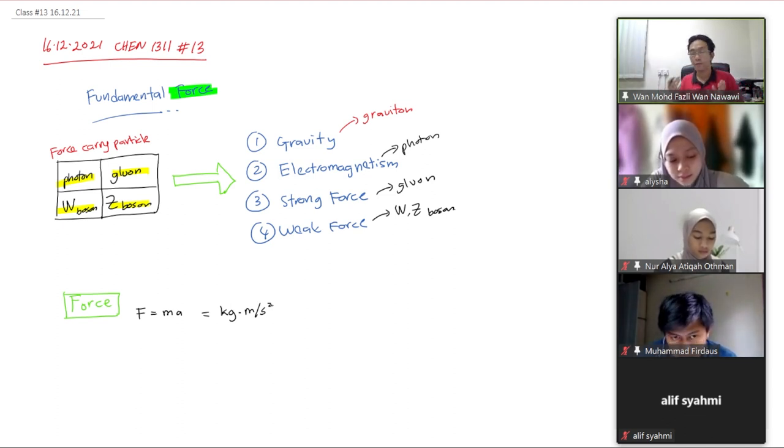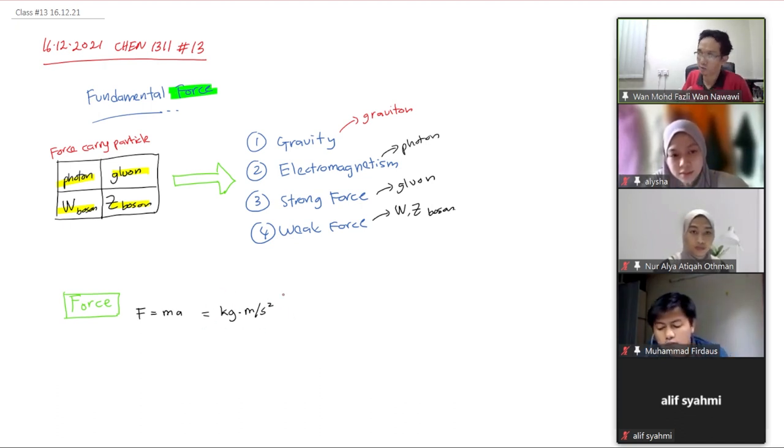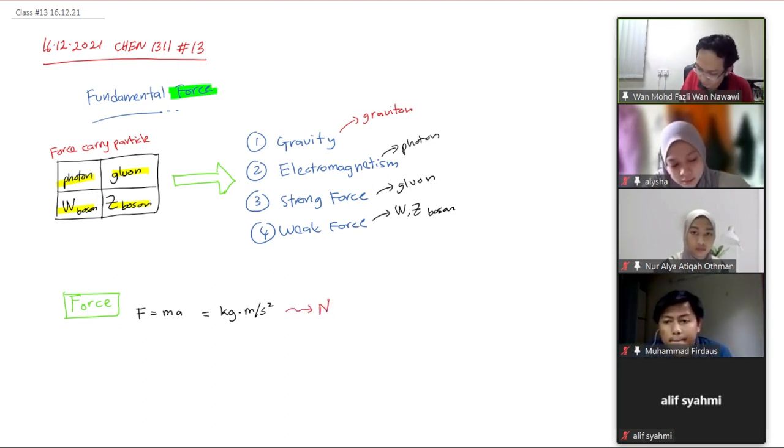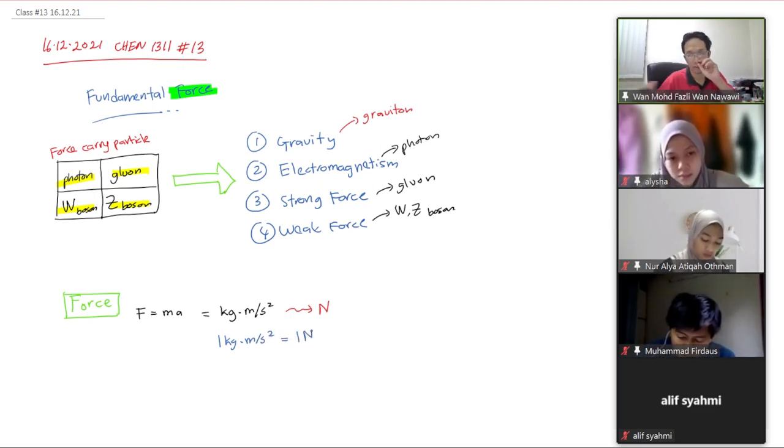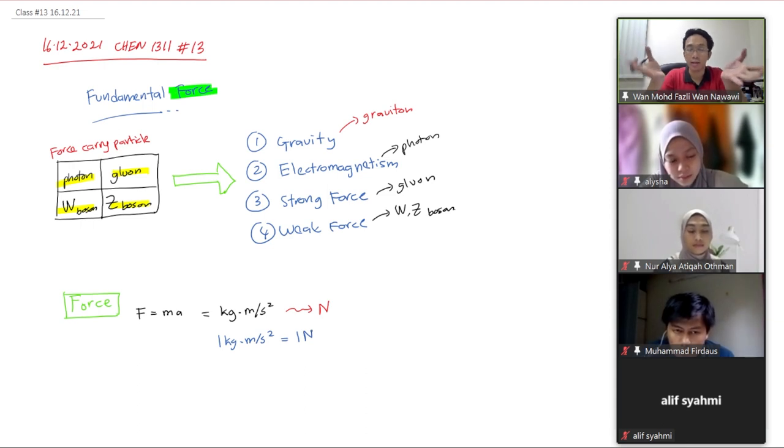The unit that we are familiar with is the SI base unit. But normally when we talk about force, we also hear about Newton, right? So 1 kg meter per second squared is basically equivalent to 1 Newton. Okay. So that's okay for the math. As far as the math is concerned, that's okay.